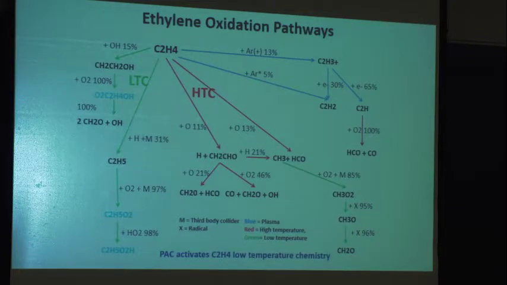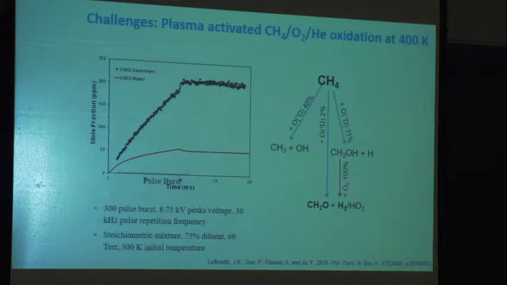And even though the model can produce good results for some of the key products and reactants, if you compare with the time-dependent measurements of formaldehyde, for example, this is the experimental measurement and this is the model prediction. It is still a factor of maybe 4 different in terms of magnitude of intermediate species.